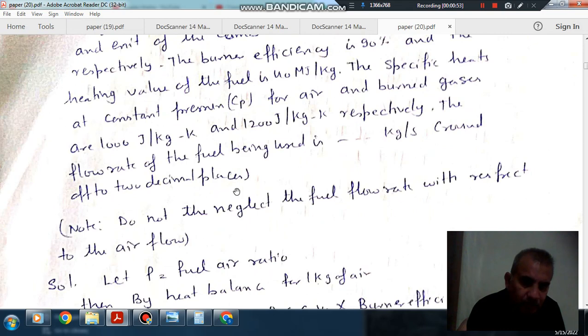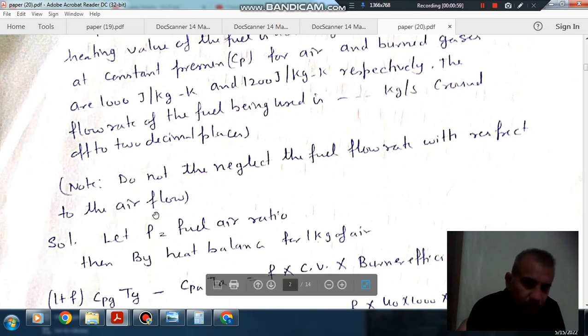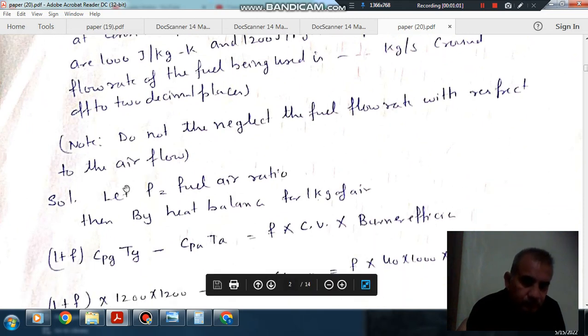Round up to decimal places. Note: do not neglect the fuel flow rate with respect to air flow rate. Okay. So let F be the fuel air ratio.